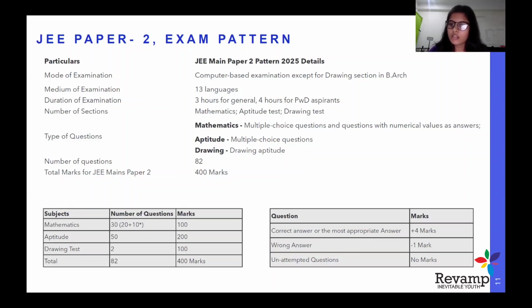Usually the numerical value questions, where you don't have to select an option and there is a numerical value that you have to add, are the 10 questions given in the mathematics part.